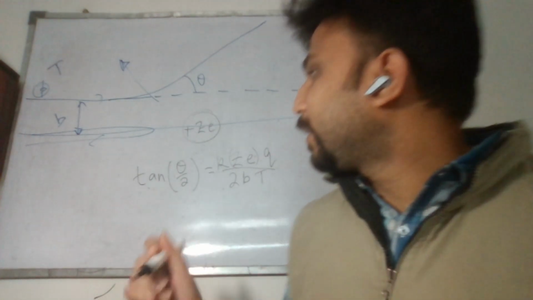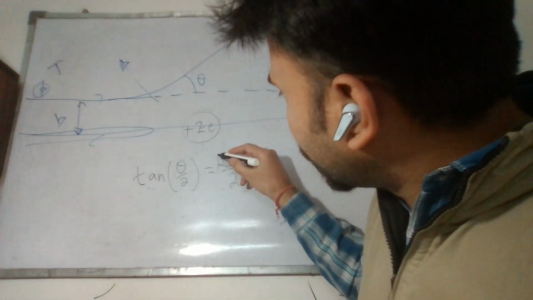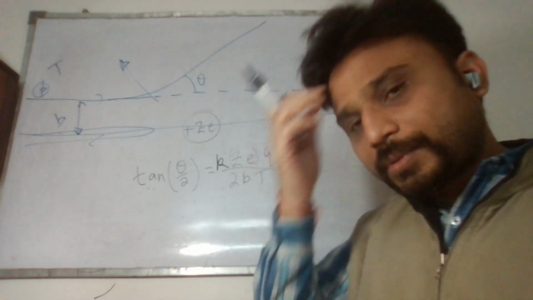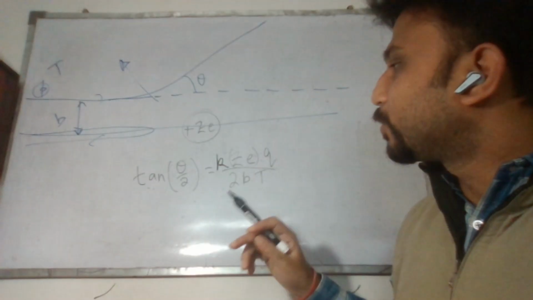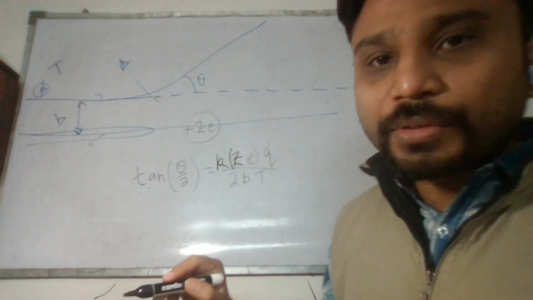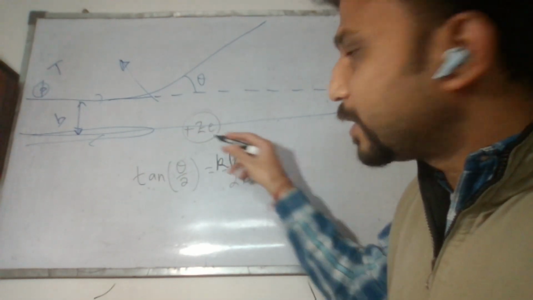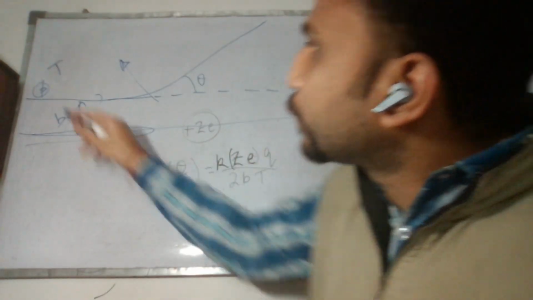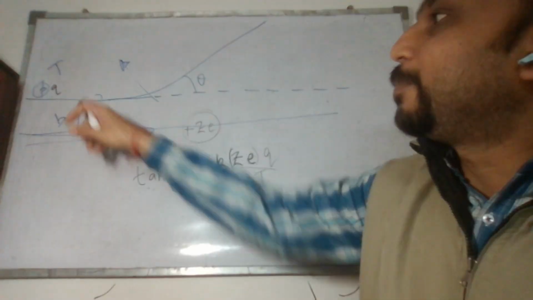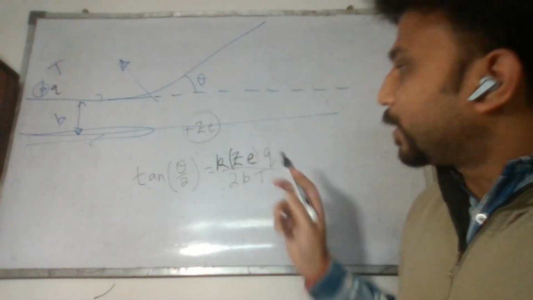So again, repeating, tan(theta/2), where theta is the angle of deflection. This is k, the constant in Coulomb's formula. Z is the atomic number of the nucleus. e is the electronic charge. q is the charge of the incoming particle. b is the impact parameter, and T is the kinetic energy. So this is the formula which we have.